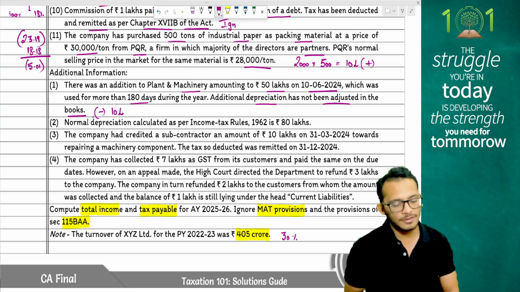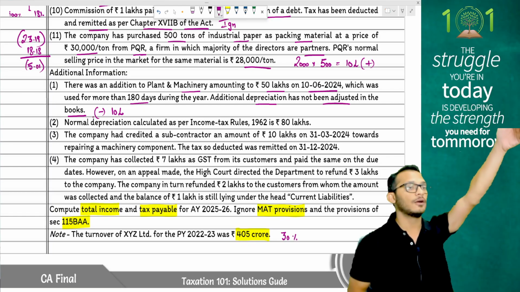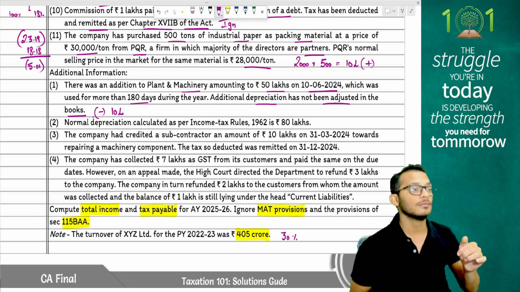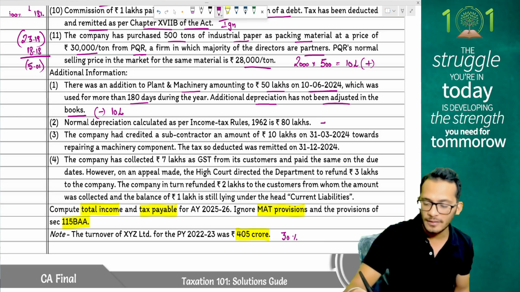Coming to the next line, it says normal depreciation is calculated as per income tax rules of 80 lakhs. People have already disallowed accounting depreciation. I need to now claim depreciation as per income tax. So therefore, this will get minus.